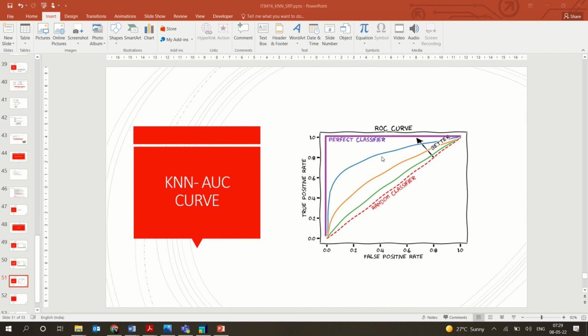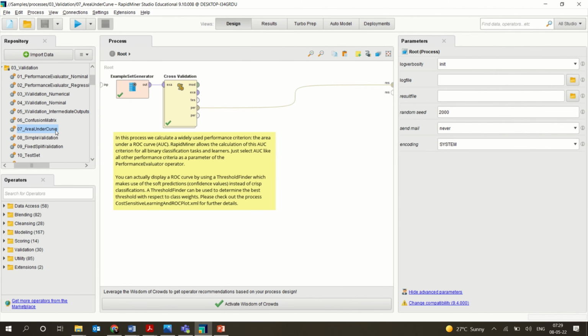So as we have more area under the curve, then we will say that that classifier is basically the best. Keeping this in mind, I'm going to RapidMiner and showing you an example.